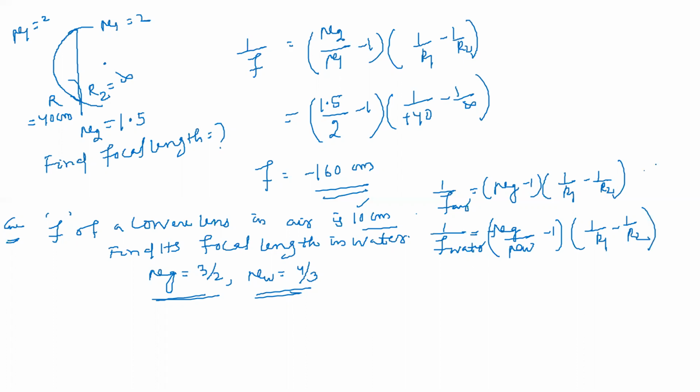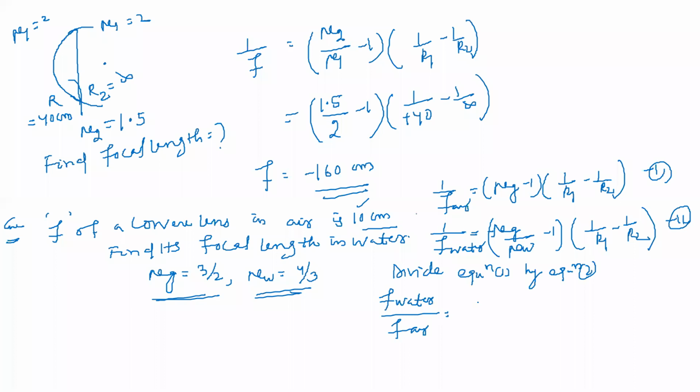Students, let this be equation 1 and this be equation 2. Divide equation 1 by equation 2. By dividing, how much will I get? F water by F air is going to be mu g minus 1 divided by mu g by mu w minus 1.